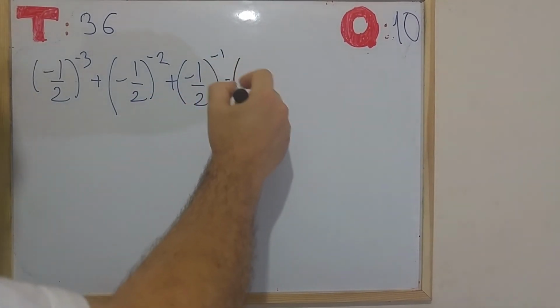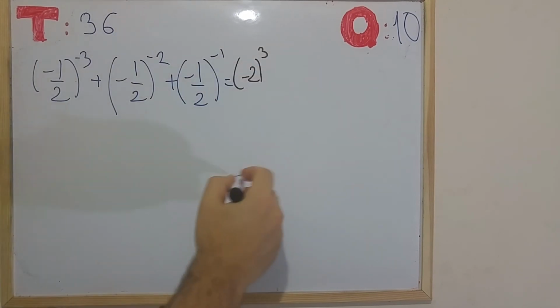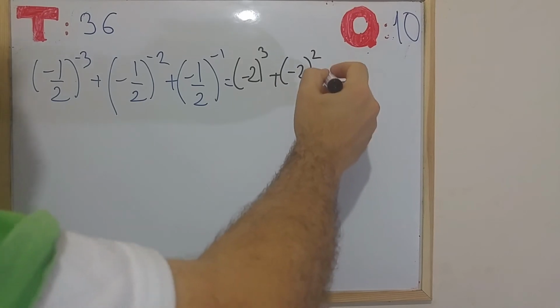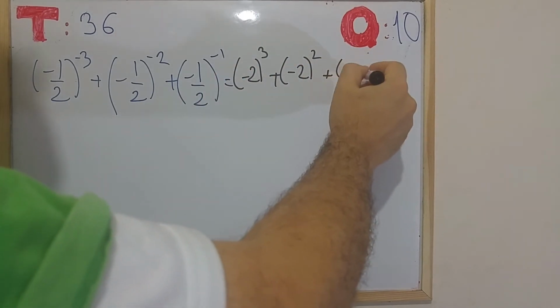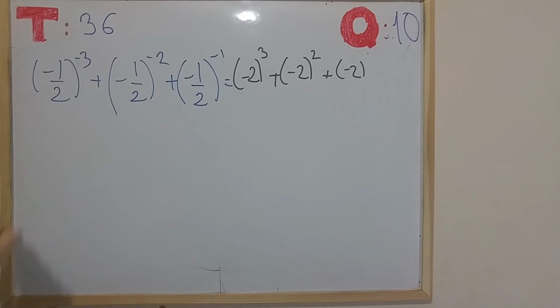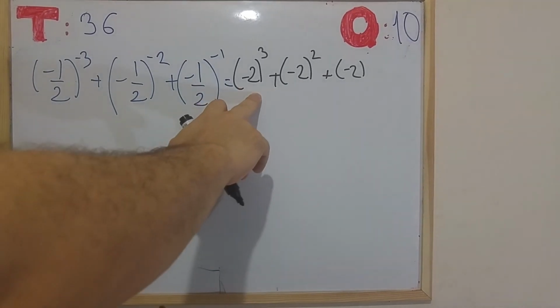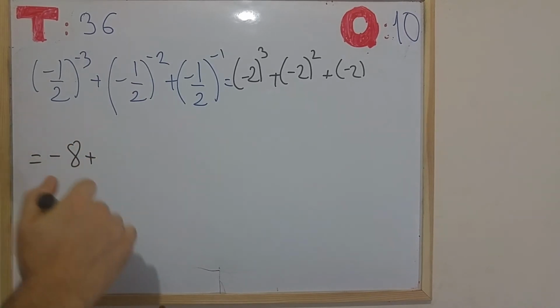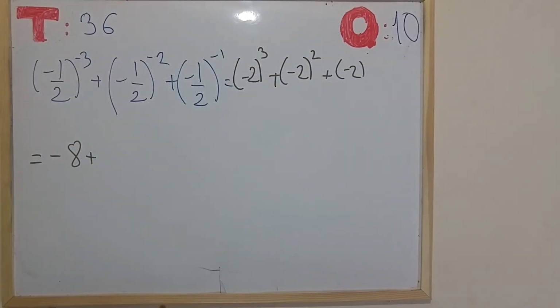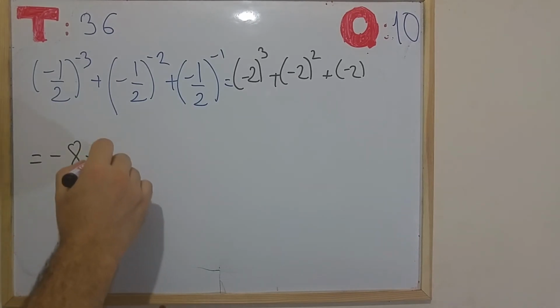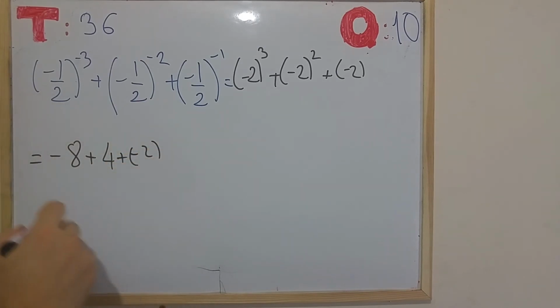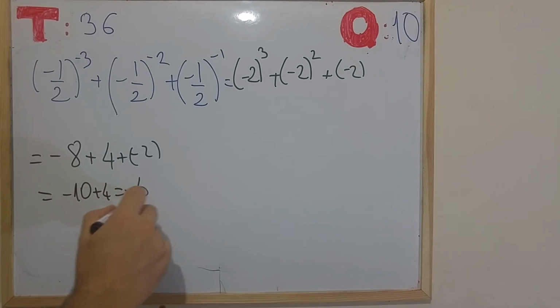This is minus 2 to the 3 plus this is minus 2 square, and this is minus 2 to the power 1, so I don't need to write. And minus 2 cubed is equal to minus 8 plus minus 2 square is plus 4, do not forget about that, and minus 2 is minus 2. So this is minus 10 plus 4, or you could say minus 6.